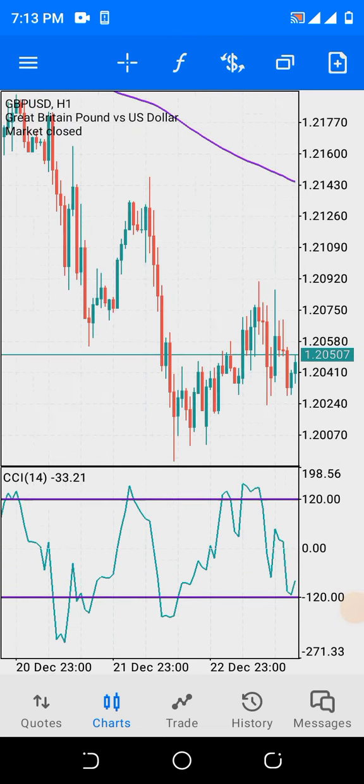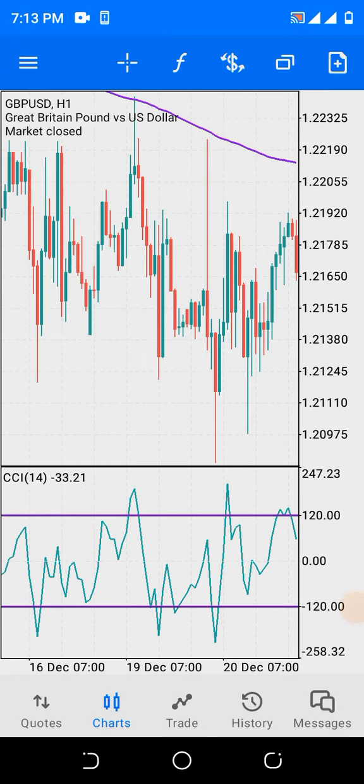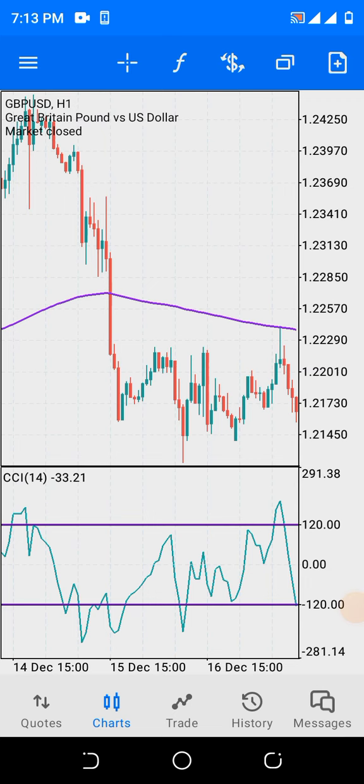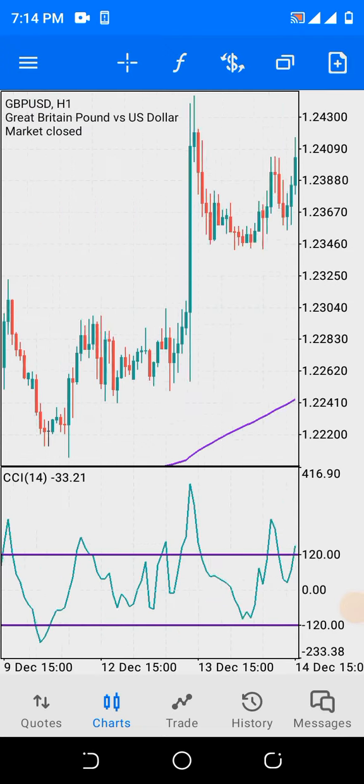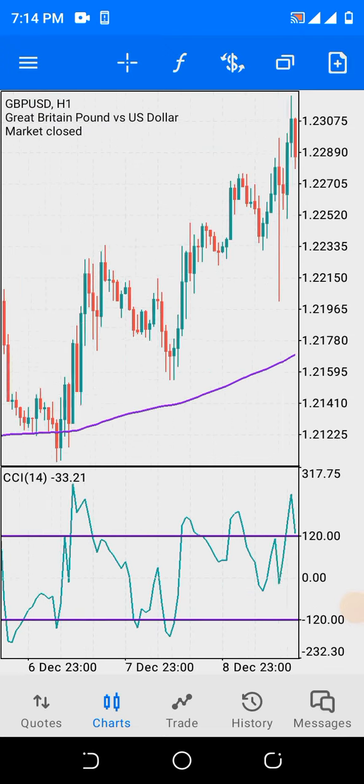Now let me show you how to apply this strategy. First of all, you need to identify the direction of the market. You need to understand which direction the market is going. Where is the market flowing? Where is the market going?